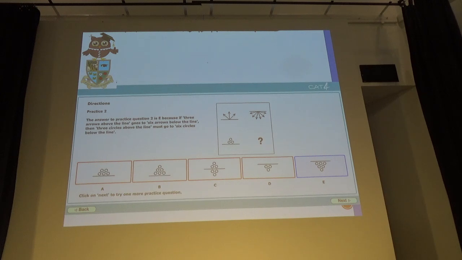When we're doing the practice questions, it tells you whether you got the answer correct or incorrect. When you're doing the main part of the assessment, they don't know whether they've got it correct or not. So they feel successful anyway.